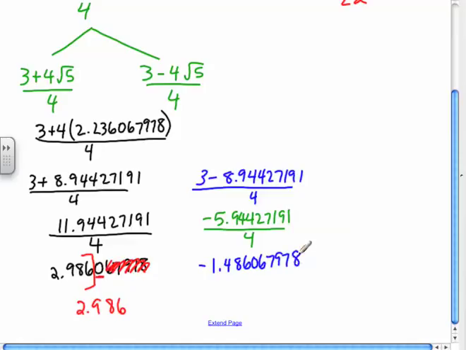1.4860679778. And remember, it asks us to round to 3 places, to the thousandth. So I'm going to look just outside and forget this other stuff, don't care. And that's going to give me negative 1.486.